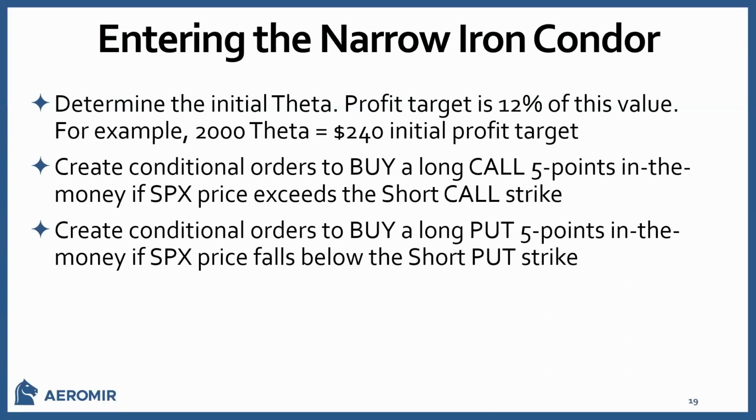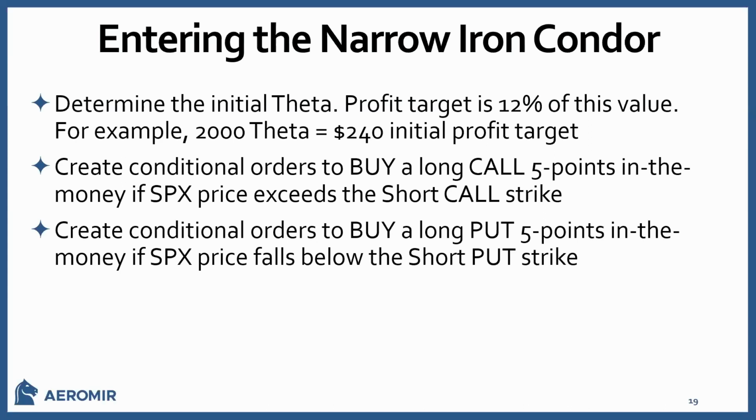And now this is from last week. What we were doing was creating conditional orders to buy a long call, 5 points in the money if SPX hits the short call strike. And the same thing for the puts. If the SPX moves down to the short put strike, you buy a long put, 5 points in the money. Now these were conditional orders, but I think today you said you're not doing that. But like you said as well, this is more kind of a safe way. No, I think this is a good way, particularly for people who are just learning the trade.